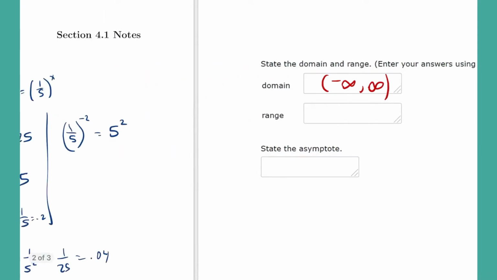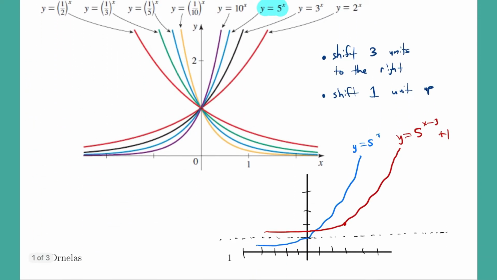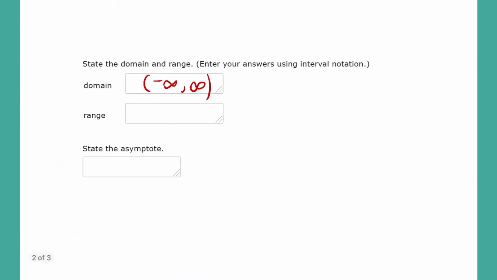For the range, however, the y values are only defined from the horizontal asymptote up. It's not defined below it. So it's only defined from here up. However, it never touches the horizontal asymptote. Therefore, you need to put an open bracket at 1. Because it never touches it, it just gets infinitely close to 1. So that would be positive 1 to infinity. State the asymptote, well, it's at 1.